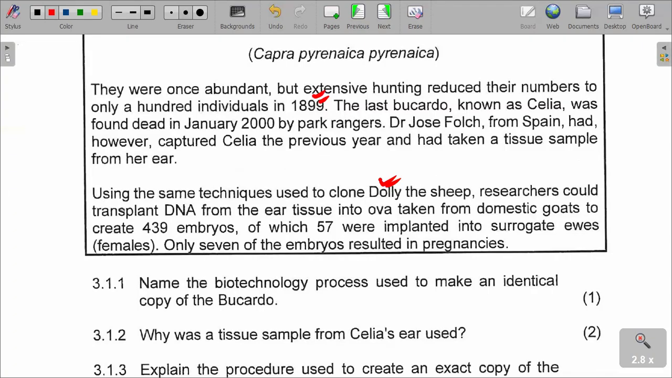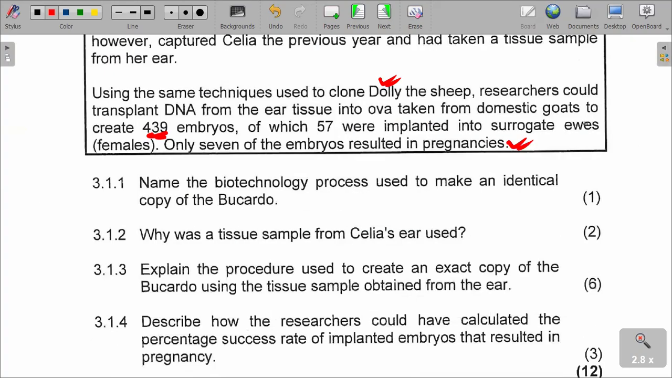researchers could transplant the DNA from the ear tissue into the ova taken from domestic goats to create 430 embryos, of which 57 were implanted into surrogate hybrids. Only 7 of the embryos resulted in pregnancies. So when they were implanted, only 7 survived.